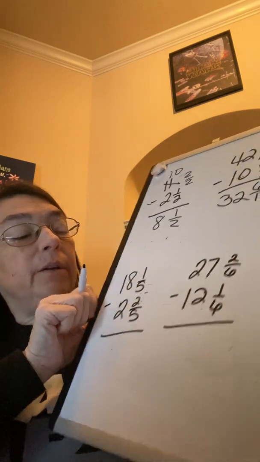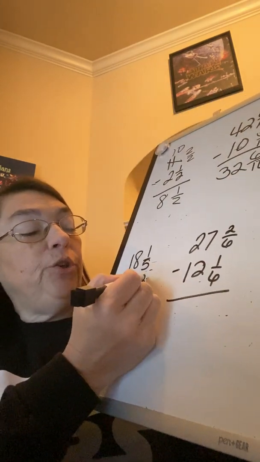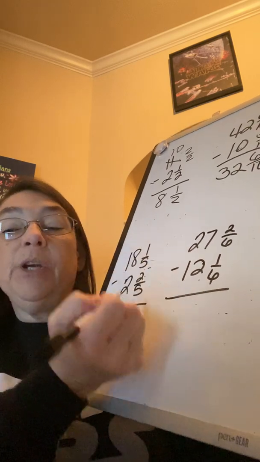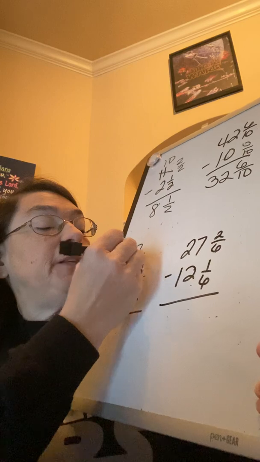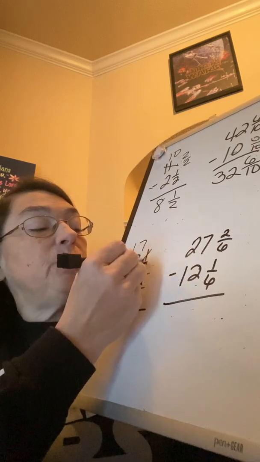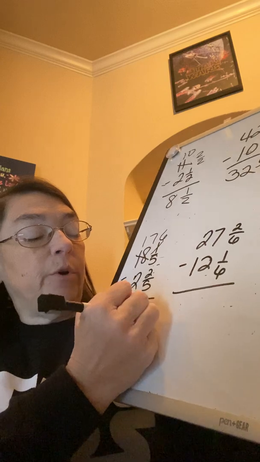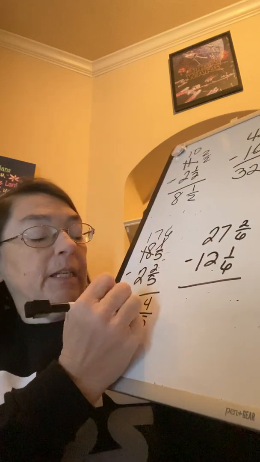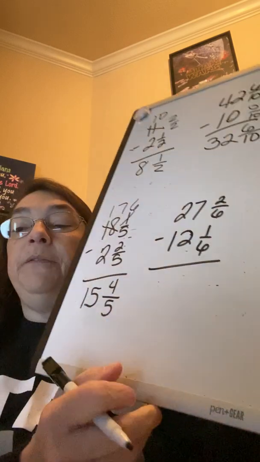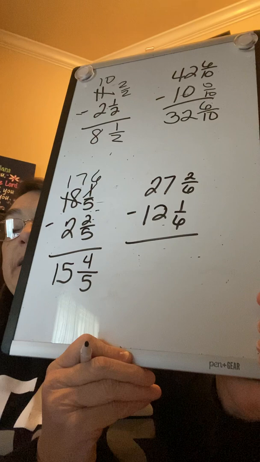All right. Number 15. I have a 2 and a 1. I can't subtract 2 from 1. So I regroup. The 18 becomes a 17. 5 plus 1 is 6. So 6 minus 2 is 4/5. And 17 minus 2 is 15. So I get 15 and 4/5.